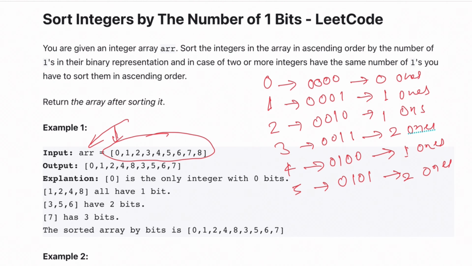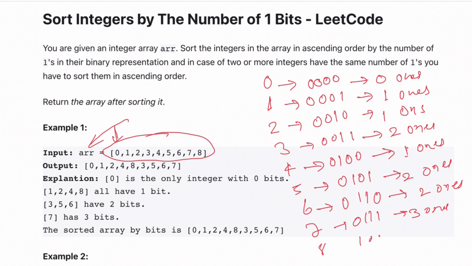Similarly, if we convert 6 into binary representation, it will be 0110, so two 1s will be there. If we convert 7, it will be 0111, meaning three 1s will be there. Then we have 8, which in binary will be 1000, so there will be one 1. This means we have counted how many 1s each number has in its binary representation. This is the first thing that we need to do.